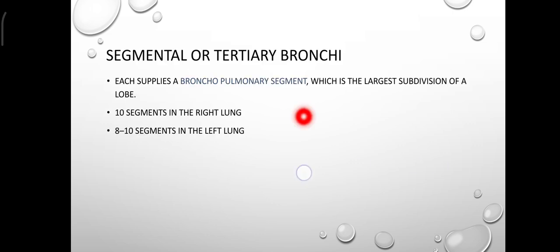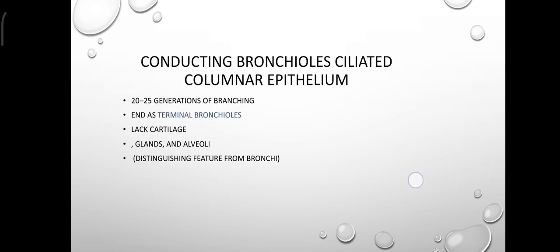Then it is further subdivided into tertiary bronchi, also called segmental bronchi, which supply the bronchopulmonary segment. This segment is basically the functional unit of the lungs, which is the largest subdivision of a lobe. There are 10 bronchopulmonary segments in the right lung and 8 to 10 segments in the left lung.